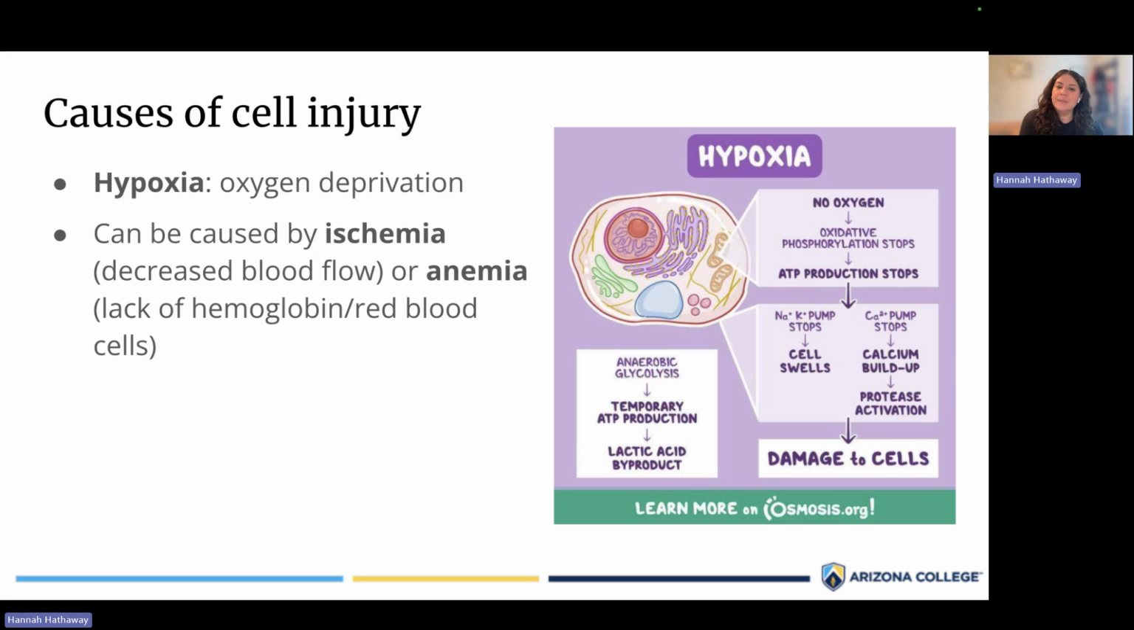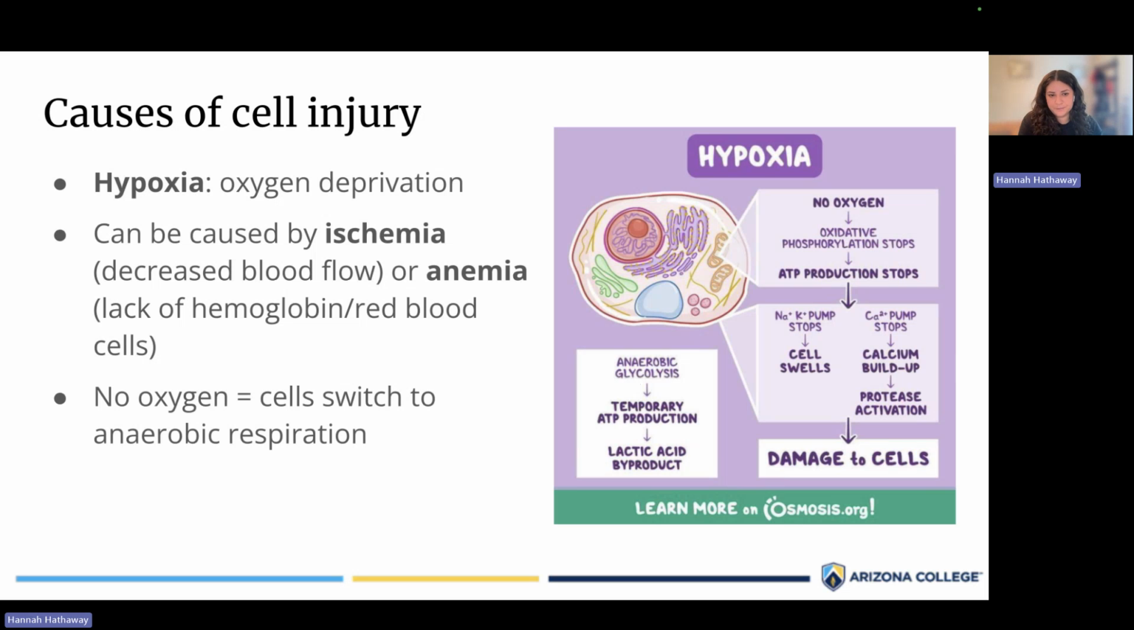And then hypoxia can also be caused by anemia. And anemia is when you have a decrease in the number of red blood cells, or maybe the red blood cells are defective, so they don't have the normal amount of hemoglobin, or the hemoglobin itself is defective, so they're not carrying oxygen the way that they normally should. Either way, the result is going to be the same. You have decreased delivery of oxygen to tissues, which is what causes hypoxia.